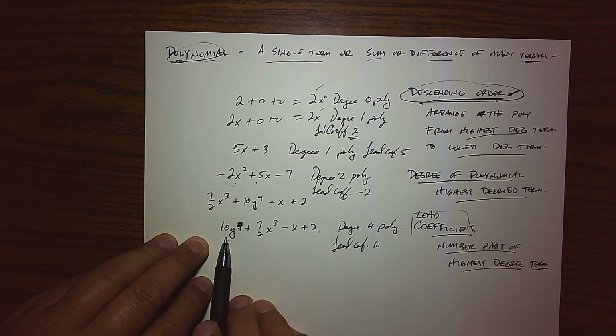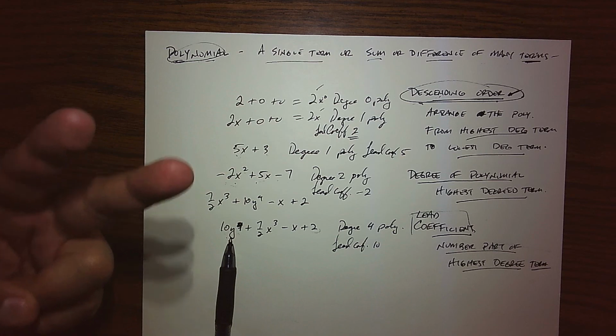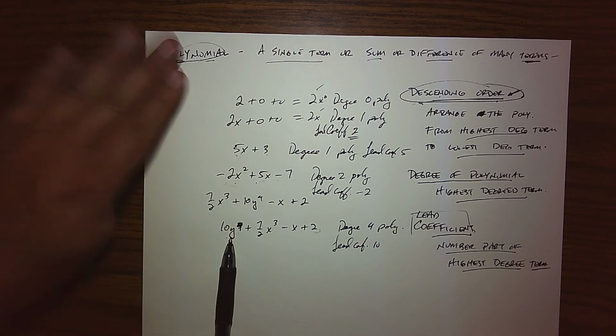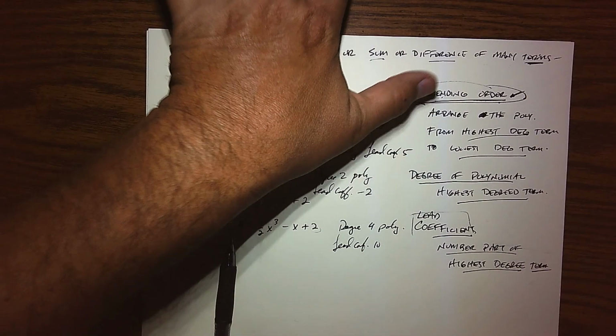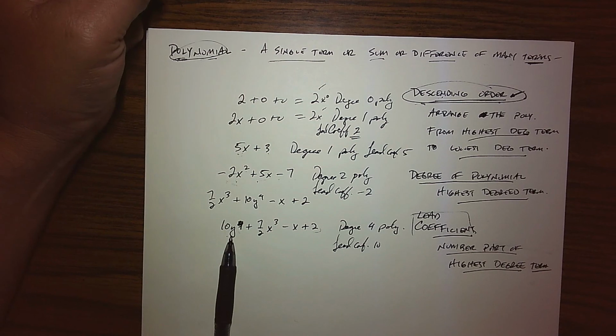And so far we have 7 things identified: a term, a degree of a term, a coefficient, and then a polynomial, a descending order, a degree of a polynomial, and then a lead coefficient. So 7 items. More coming later.